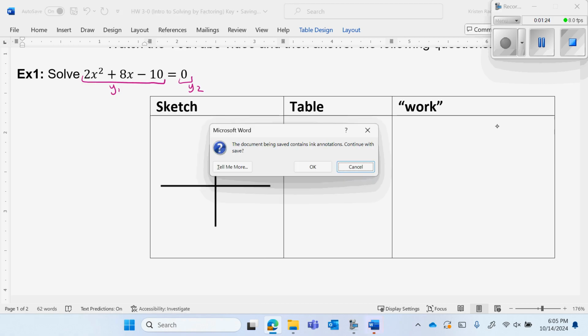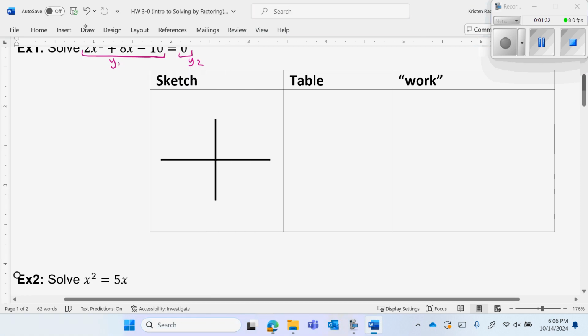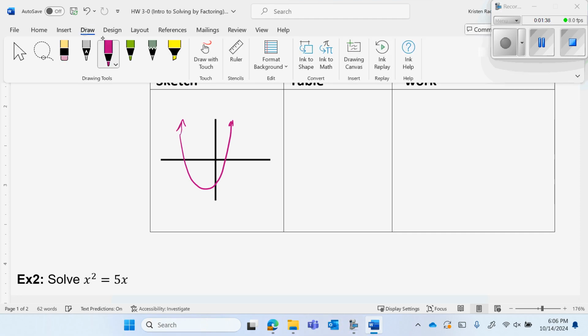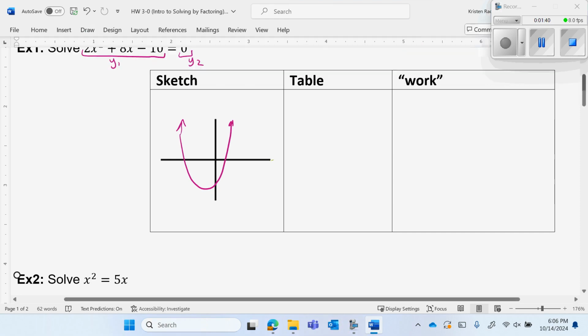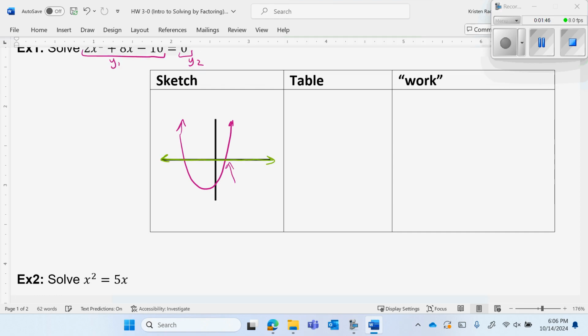So what we're going to do is we are going to draw it out. We have something that looked like this, and a horizontal line. So my first solution was at x equals 1.